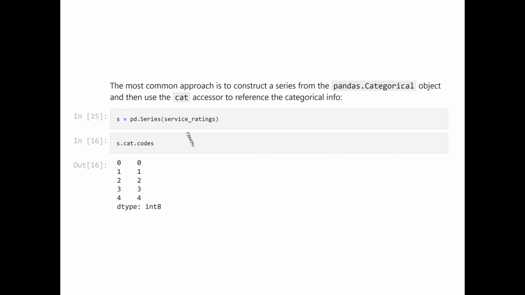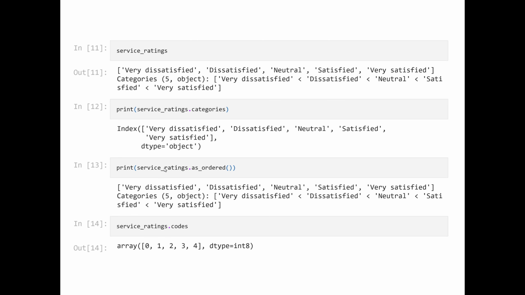Given our categorical object, service ratings here, we can wrap that into a series, and then we can access the categorical information within that categorized series using the cat accessor. So s.cat.codes will give me the values of the codes. s.cat.categories will give me the values of the categories.